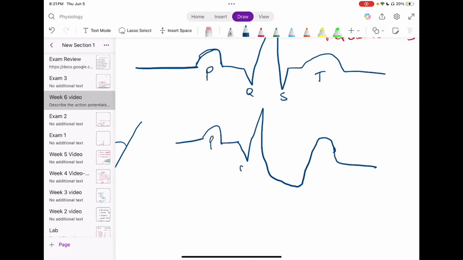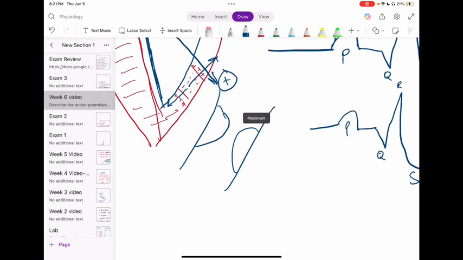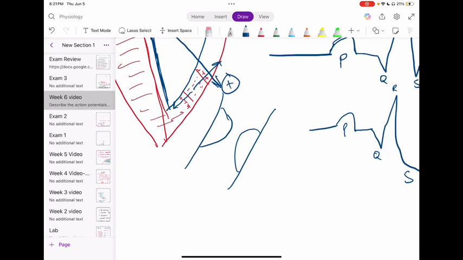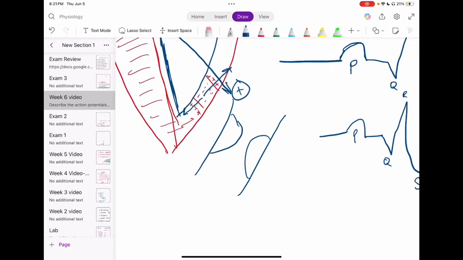So we still have our P, our Q, our R, and then our S, and then our T is right here. We call this an ST depression. And this is a sign of an NSTEMI, which is an almost STEMI. That mainly happens when we just have a slight separation of charge, and it messes with it just a little bit.